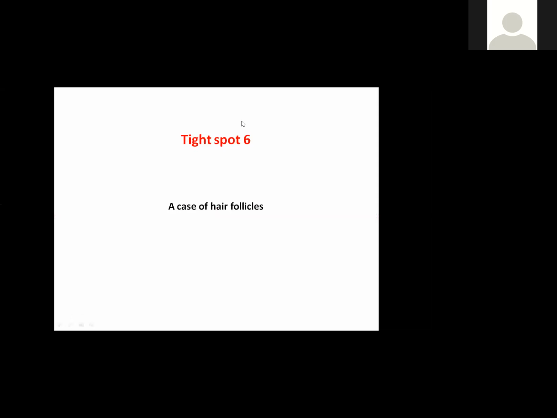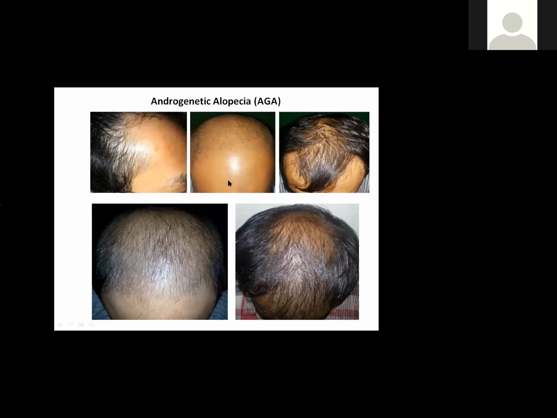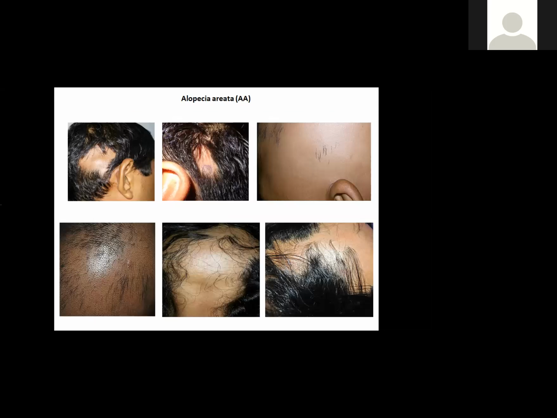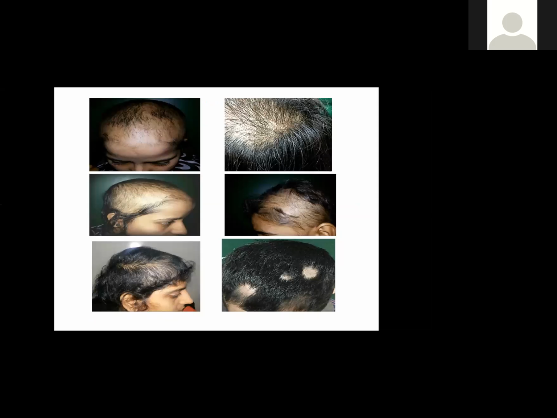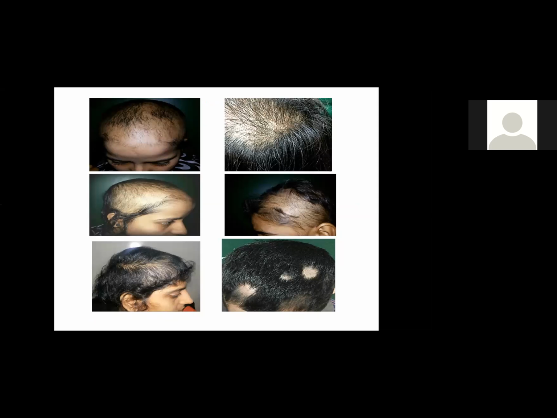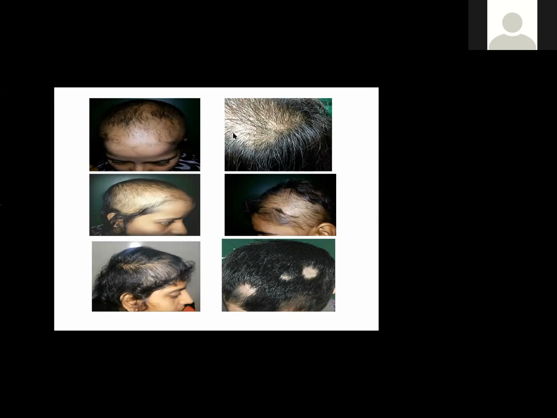My next challenge or tight spot is regarding non cicatricial alopecia. Now, we can all clinically diagnose the three most important types of non cicatricial alopecias in the majority of cases, which are androgenetic alopecia, alopecia areata, and trichotillomania. So in 90 to 95% of the cases, the diagnosis is made by clinical examination only and doesn't require any aid. But there are some situations which may pose a diagnostic dilemma.